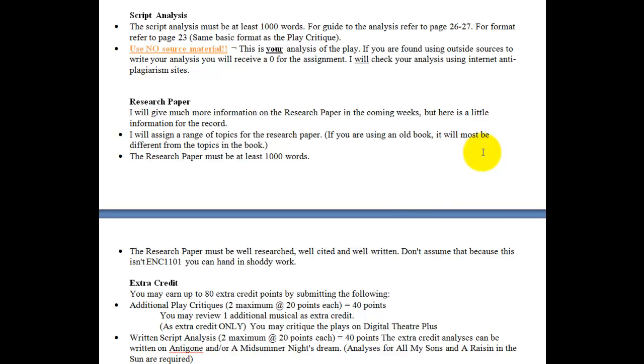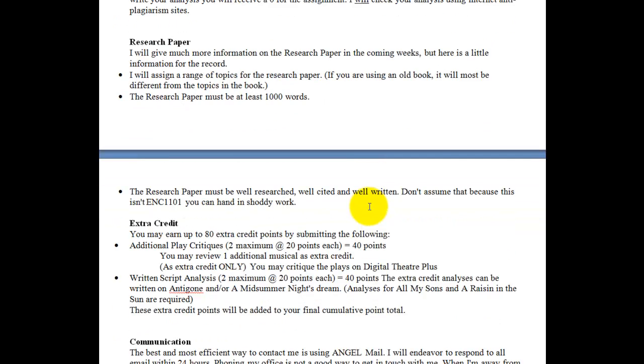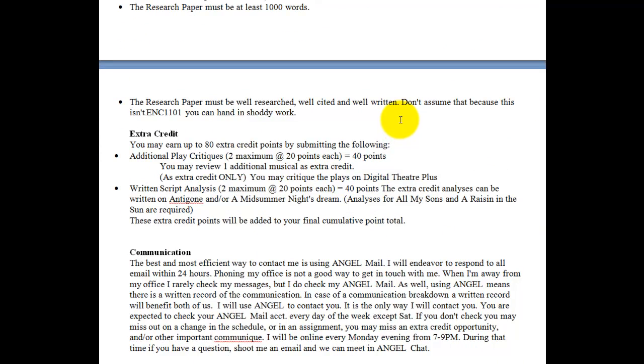Research paper. I will be giving you a whole lot more information on the research paper soon, but here's the little information. I will assign you a range of topics for the research paper, probably 5 or 6 different kinds of topics. If you're using an old textbook, there are topics listed in there. Ignore that. In the new textbook, we've gotten rid of those topics. The research paper must be at least 1,000 words. The research paper must be well researched, well cited, and well written.